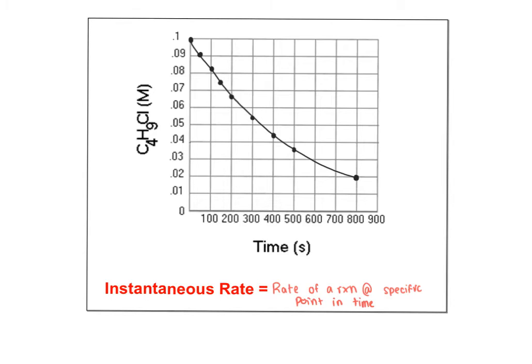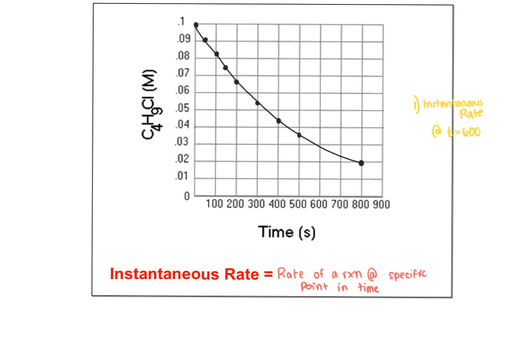So the first thing I would like you to do is find the instantaneous rate at time equals 600. So right there. And then I want you to find the instantaneous rate at the beginning of the reaction, so at t equals 0. So a tangent line right there. Okay, so we got a tangent line there. We got a tangent line here.